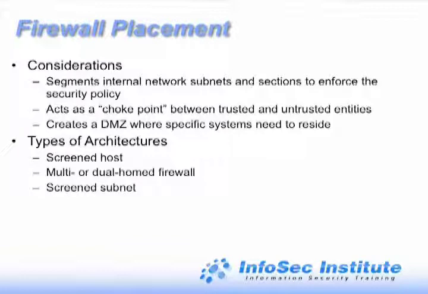Firewall placement. Considerations. Basically segments, internal network subnets, and sections to enforce security policy. Sets a choke point, and also you can use two of them to create a DMZ. And again, what that basically means, DMZ or screened subnet, is where you're going to have one firewall protecting one network from an untrusted, and then you may have a secondary firewall that's going to protect your trusted network from the half-trusted network, your DMZ.